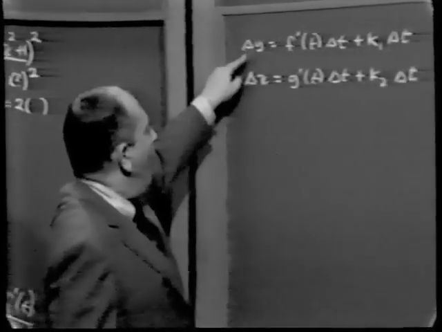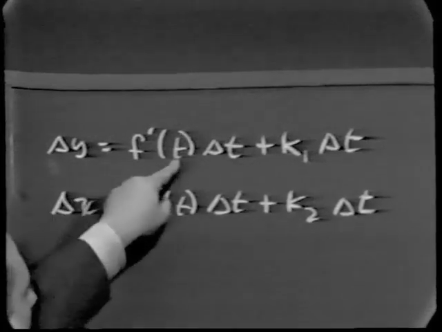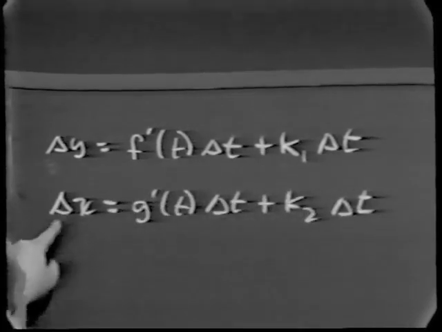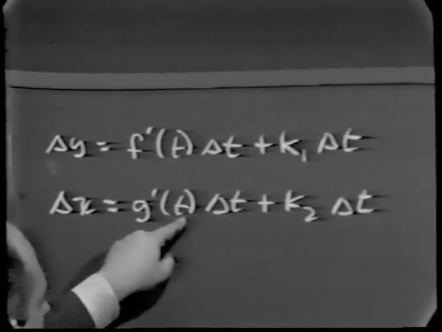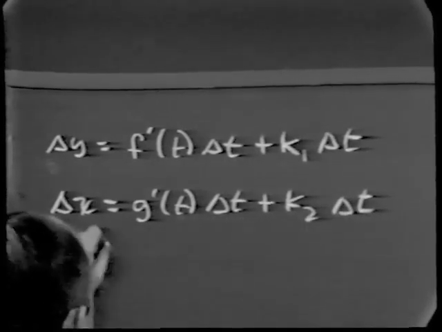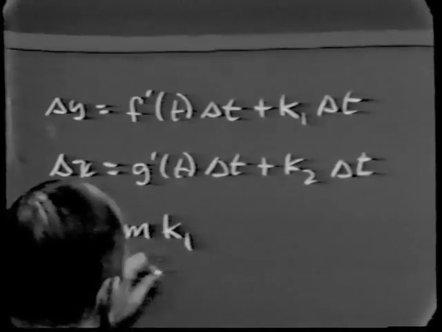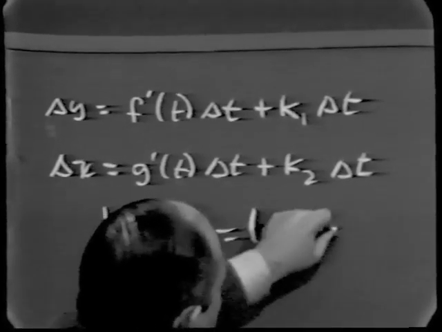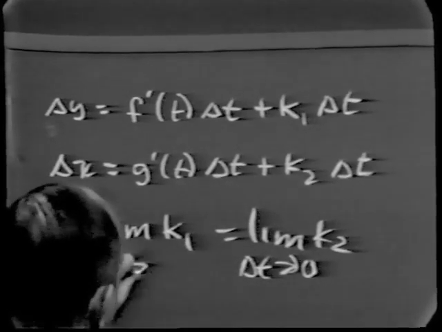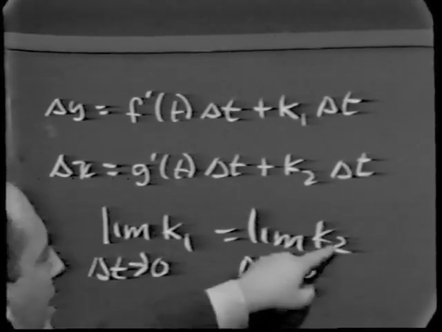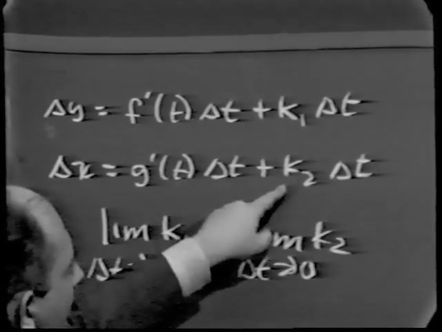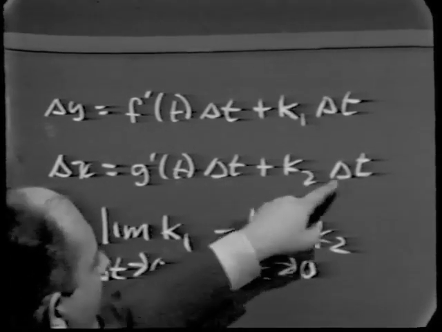Namely, we know that delta y is f prime of t times delta t plus k1 delta t, and that delta x is g prime of t times delta t plus k2 delta t, where both the limit of k1 and k2 as delta t approaches 0. This is a notation I think takes a while to get used to. We're used to seeing letters like k stand for constants, but it's important here to understand that k1 and k2 are functions of delta t.